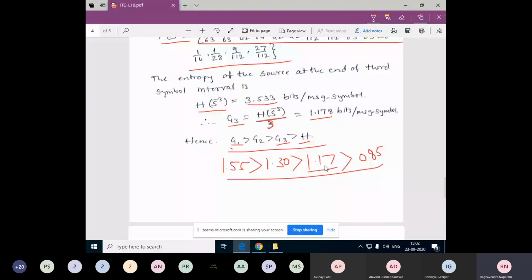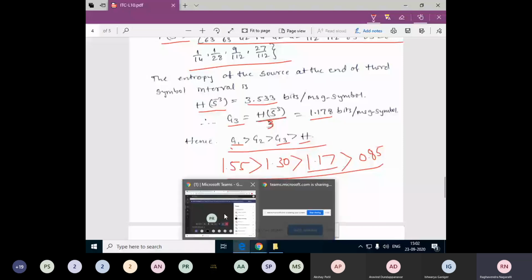So any doubts in this? Have you understood up to this? Yes, sir. Any doubts? No, sir. Any doubts remaining students? No, sir.